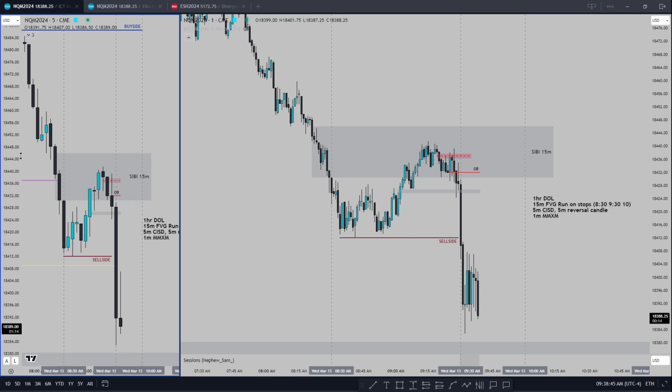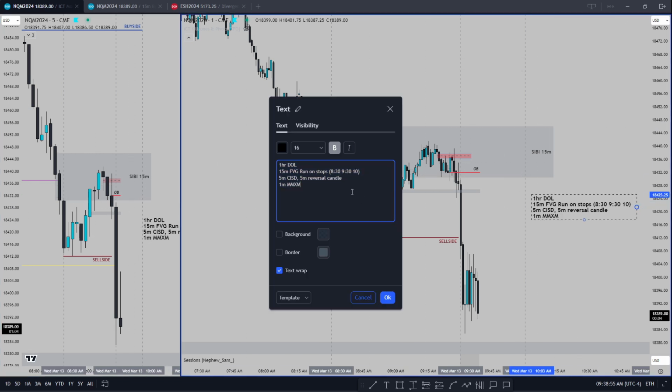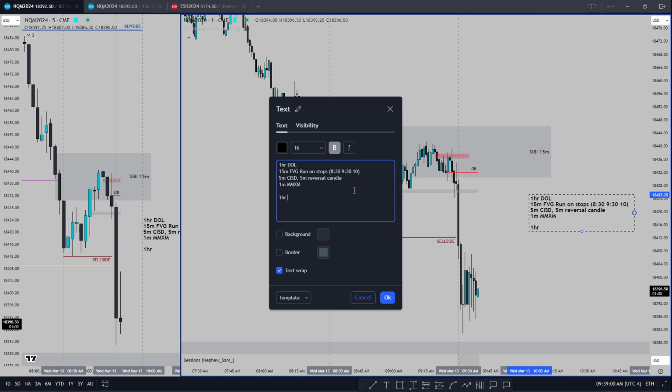Because we know that every single time a 15-minute liquidity pool is ran or a 15-minute fair value gap is traded into, we can expect a 1-minute market maker model, right? So there's kind of this idea of time frame pairing. Your 1-hour PD array goes to your 5-minute MMXM. Your 15-minute goes to your 1-minute. I mean, you can drop this even further. Your 5-minute goes to your 20-second, and your 1-minute goes to your 5-second.